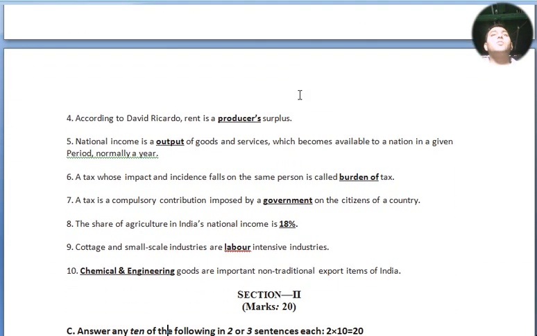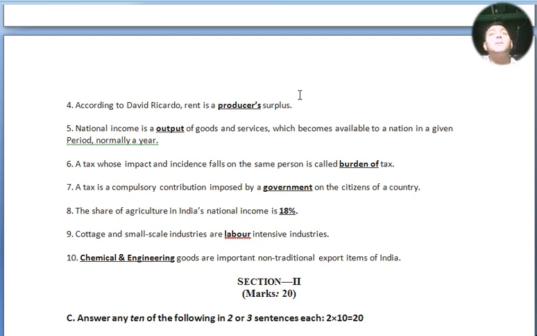According to David Ricardo, rent is a producer's surplus, not the user's, producers. Number 5, national income is a dash of goods and services which becomes available to a nation in a given period, normally a year, which is called output, or you can write down yield also, Y-I-E-L-D. So output is the simple one, try to remember it.